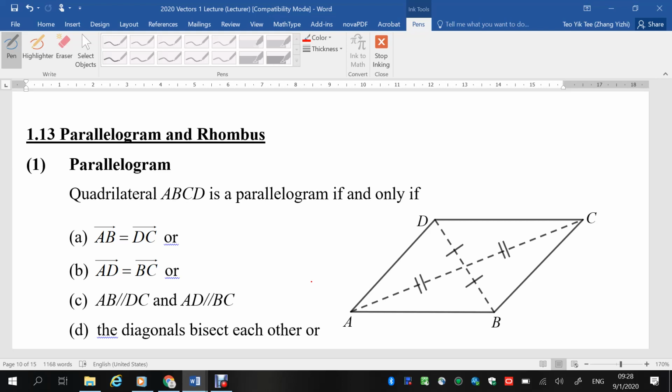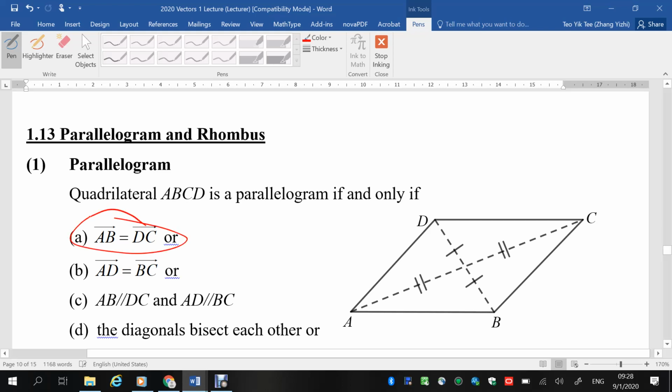Let's look at the items bit by bit. Let's look at A. Vector AB is equal to vector DC. What does equal vector tell you? Can you recall? Vector equals vector is actually implying 2 items. If I tell you AB vector is equal to DC vector, it will mean that vector AB is parallel to vector DC. Agree?